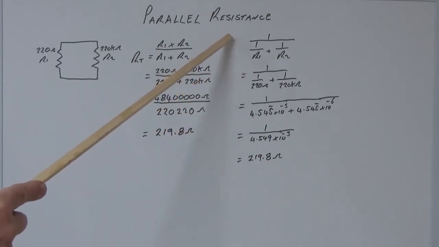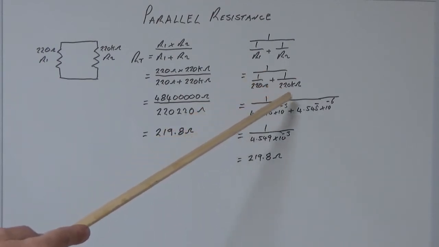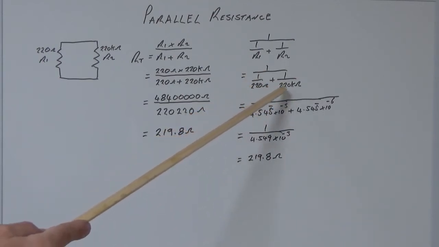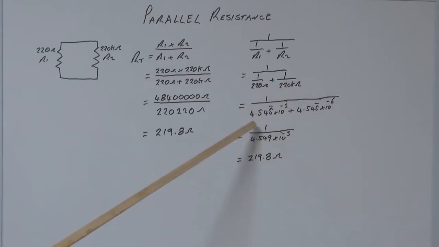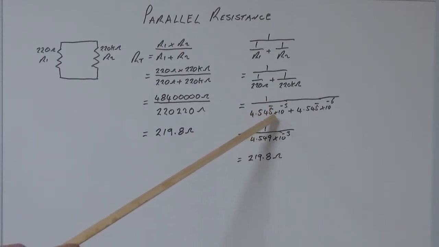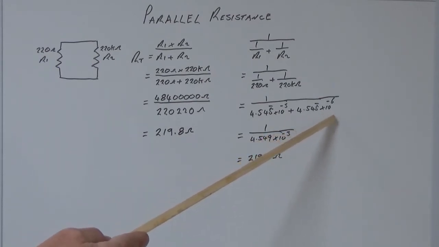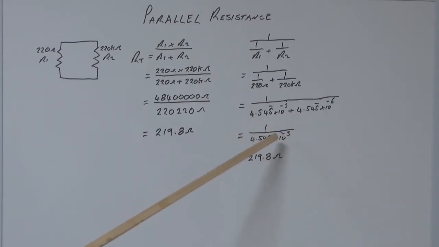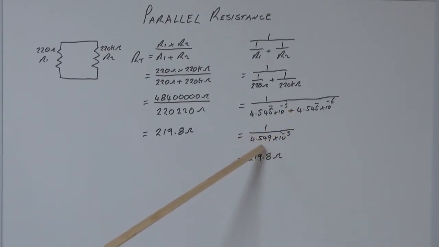If you do it this way, you've got 1 over R1 plus 1 over R2, which is your 220 ohms, 220 k ohms. You do the maths there, you can see here we've got 4.545, that's actually recurring, that's what that bar means, times 10 to the negative 3, and then you've got the same kind of value again, times 10 to the negative 6. If you then add these up, put them down here and then invert it, you end up with 219.8 ohms, so we get the same value.